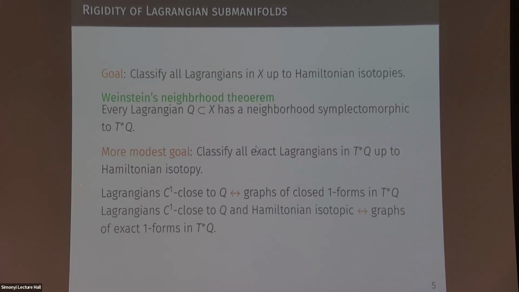If you have a Lagrangian that's Hamiltonian isotopic to the given Lagrangian and C1 close to it, then you can look at the one-form on the zero section, one-form on Q, whose graph this Lagrangian is, and the condition of being Hamiltonian isotopic translates to it being the graph of an exact form. So if I give you a Lagrangian, these are ways of constructing other Lagrangians in a tubular neighborhood of it. And so you can ask whether there are any other Lagrangians at all inside this tubular neighborhood.